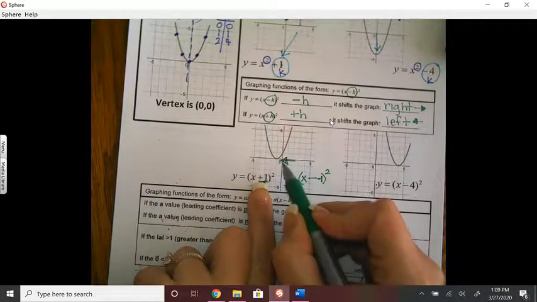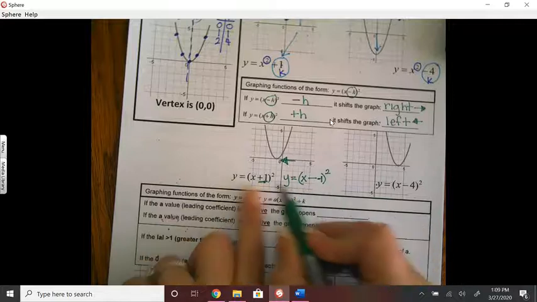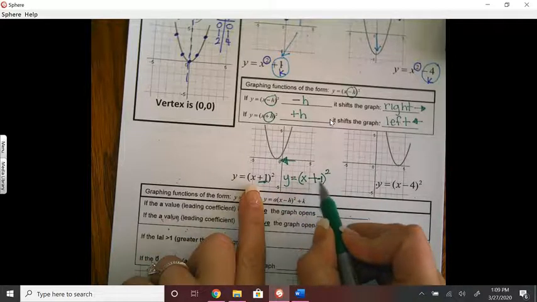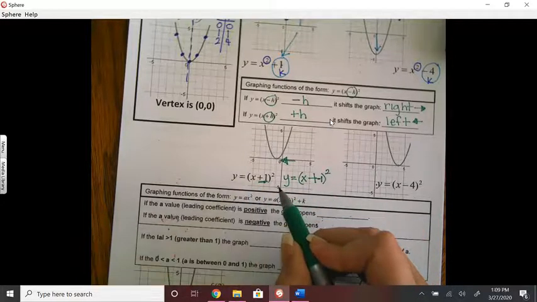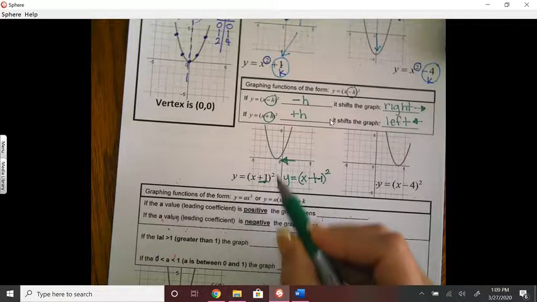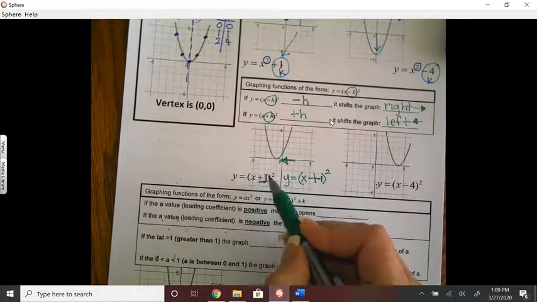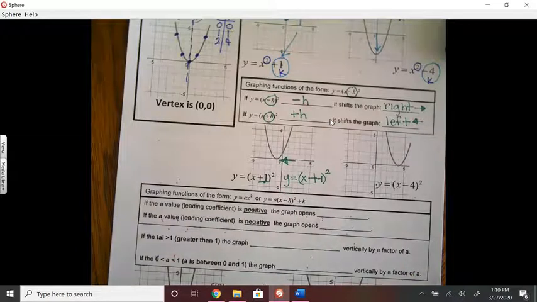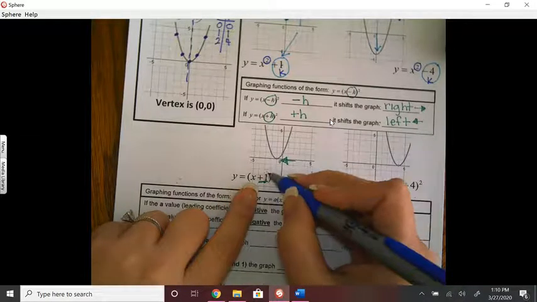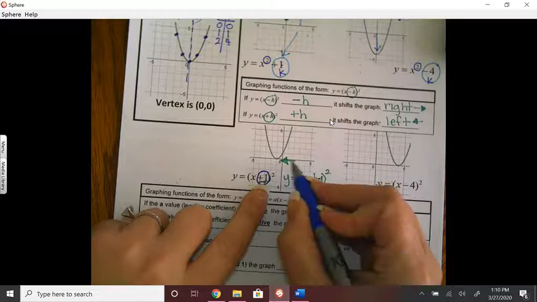It's opposite of what you would think, because for it to change to a plus, the h value was a negative 1. So the h value is always the opposite of this. That's why the graph is moving opposite of what you would think. Because this is a plus 1, you would think, oh, it should move to the positive side.